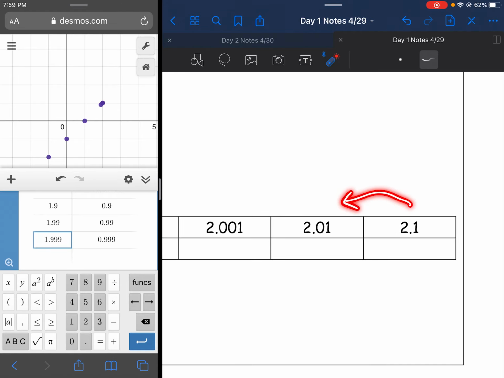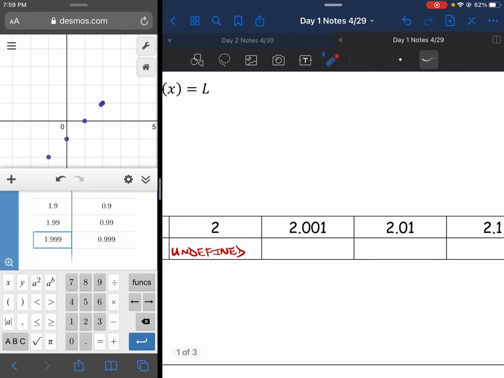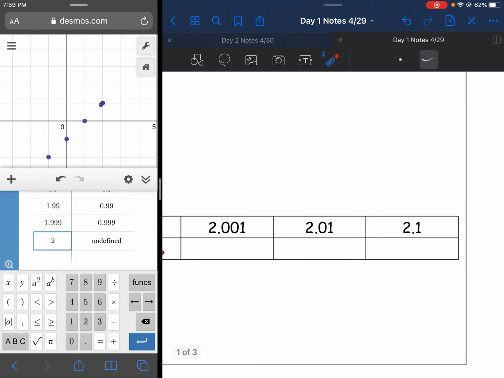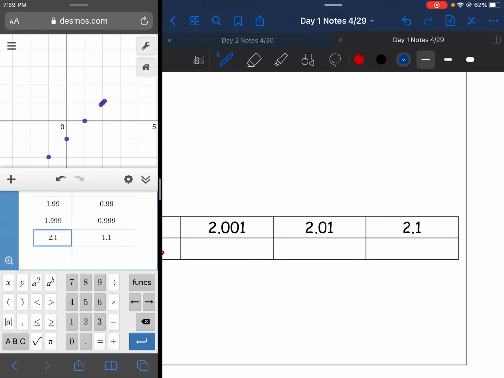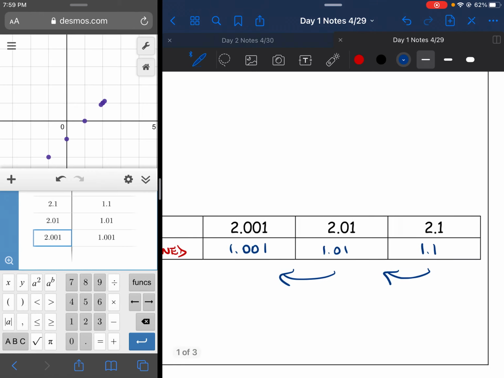Let's now approach from the right side. Let's go from 2.1 to 2.01 to 2.001. Start getting really close to 2 from the right side. Starting with 2.1, we get 1.1. Now let's make x 2.01. Now we get 1.01. And now let's make the x value 2.001, and we get 1.001. So we can see that as we approach 2 from the right side, the function values are getting really close to 1.